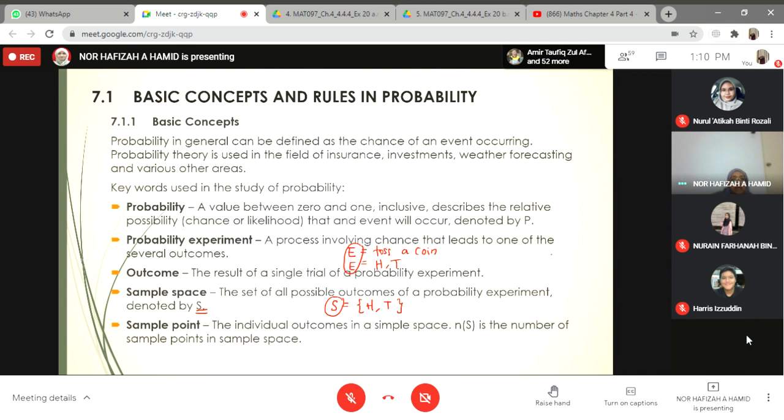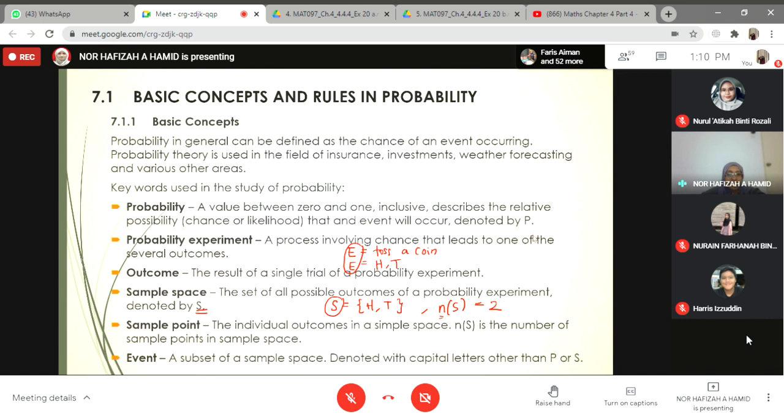Next we have sample point: the individual outcomes in a sample space. n(S) is the number of sample points in the sample space. For example, if you have the sample space head and tail, the total is n(S), where n refers to the total of the sample space, how many outcomes you have. So we have 2.